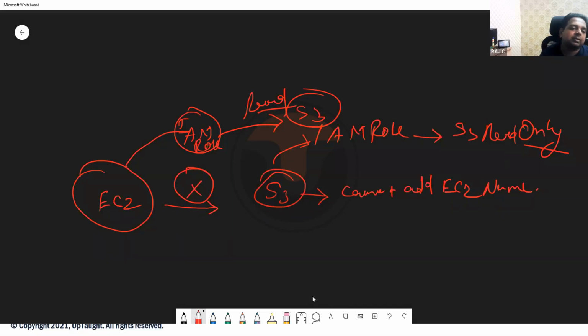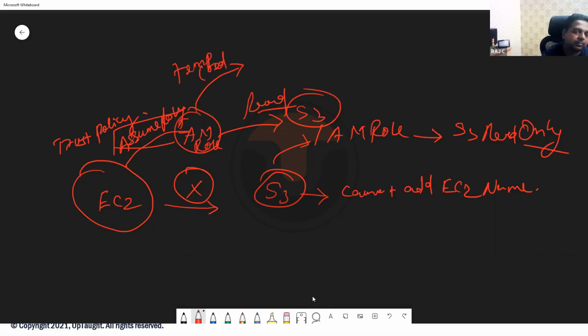In between, the IAM role we are creating should have a permission called assume role. We already looked at this; we also call it a trust policy. When you create IAM roles, you create a trust policy so that the EC2 machine can assume the role and perform the operations. It also uses a temporary credential. There's a service called Security Token Service. It uses a temporary credential; it doesn't use a permanent credential for you.